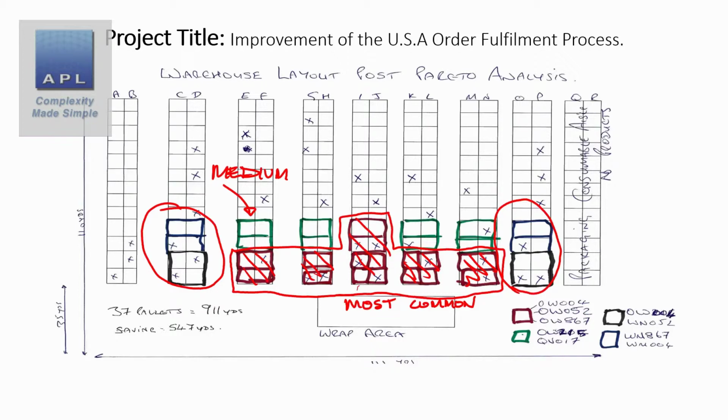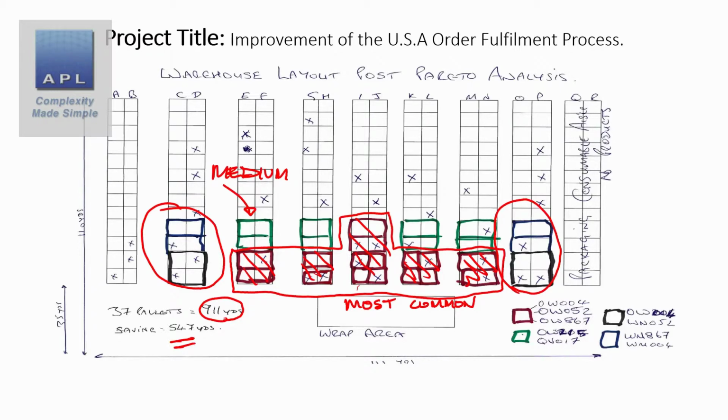Now look, immediately, what have we got down to here? 900 yards from 1,400 yards. Yeah, we've just knocked 550 yards out of the picking process. And this was such a simple thing to do. And by the way, don't forget, this isn't just about the distance saved for picking. You've got to put it away as well. So you are doubling the benefit, because you've also saved 550 yards putting this stuff away. Very quick and easy benefit.